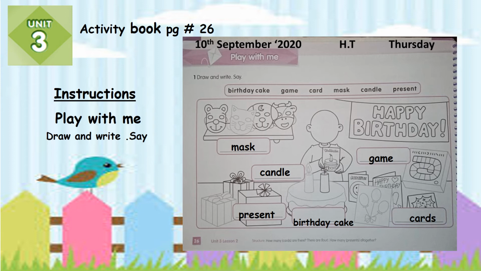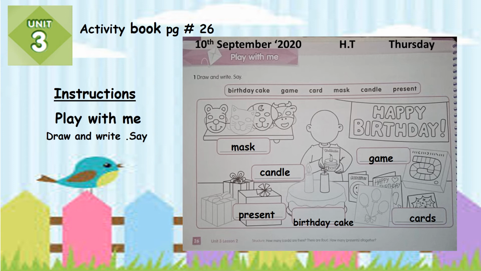Then write birthday cake. You have to trace the birthday cake and write the spelling of birthday, B-I-R-T-H-D-A-Y, birthday cake, C-A-K-E, cake. Then trace the picture of the candle and write the spelling of candle, C-A-N-D-L-E, candle. And then come to the cards.